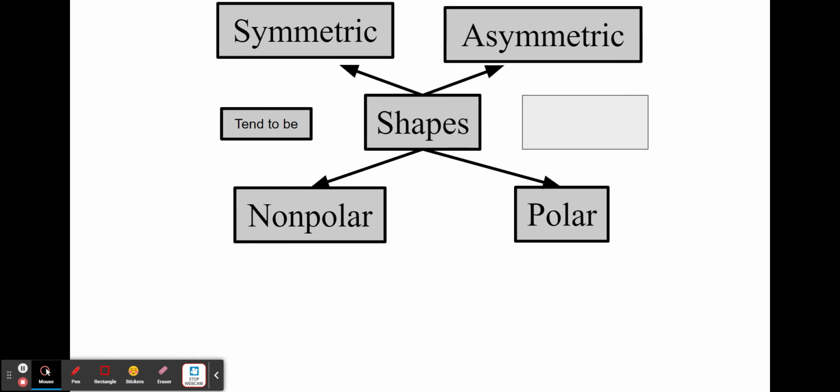Now I want to go into my 6 electron domains: 3, 4, 5, 6. All right, this is octahedral. Octahedral tends to be a nonpolar shape. If I replace one with a lone pair, I get my square pyramidal, that tends to be polar. You can see this side is definitely different from that side. And if I replace one more, I get my square planar. That tends to be a nonpolar shape. All right?